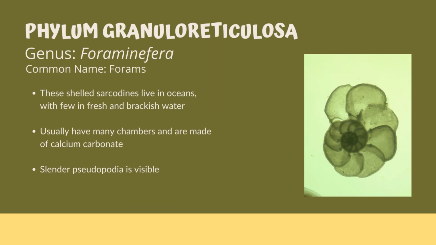Its genus is Foraminifera and the common name is forams. These shells are sarcodines, living in oceans with a few in fresh and brackish water, usually have many chambers and are made of calcium carbonate, and the slender pseudopodia are visible.